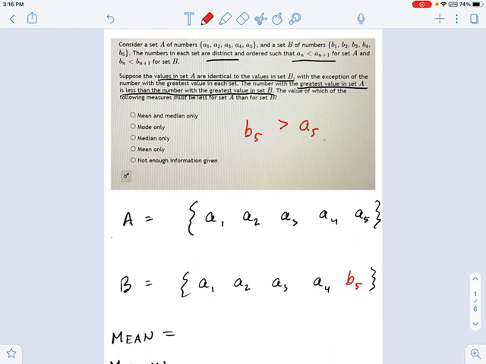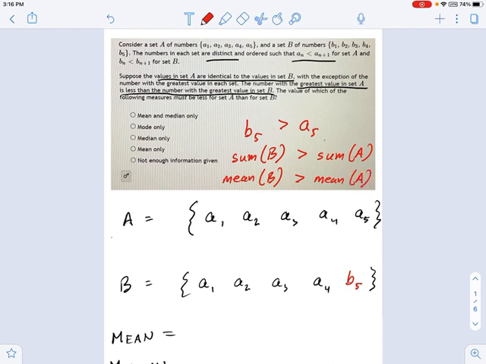If B5 is greater than A5, then that means the sum of set B is greater than the sum of set A. It has to be that way because all the other numbers are equal, except for that fifth number, which is bigger. So if the sum is bigger, and there's the same number of numbers, each set has 5 numbers, that means the mean of set B is greater than the mean of set A. All right? So that's the important thing.